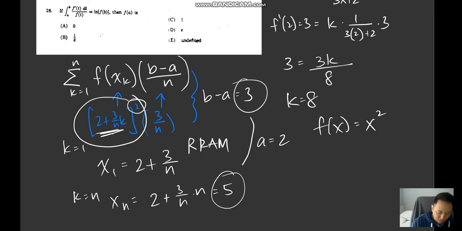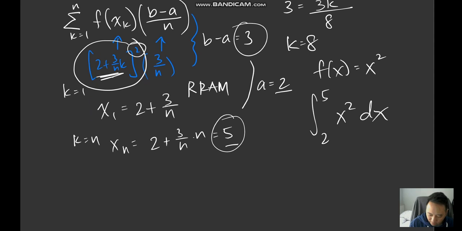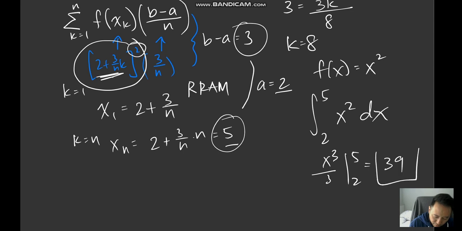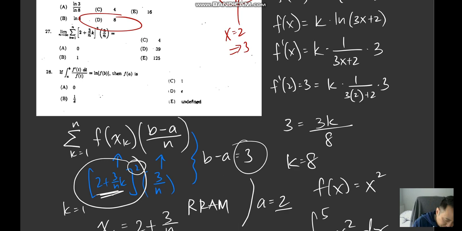So this whole limit of sums is going to be summarized as the integral from 2 to 5, that's a to b, of simply x squared dx. And this you guys should recognize. We can integrate that. Going from 2 to 5, you're going to get a value of 39. And I believe, so 39, good. Yep, it is D.